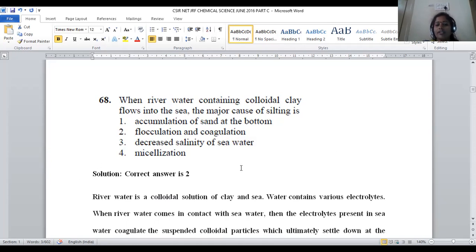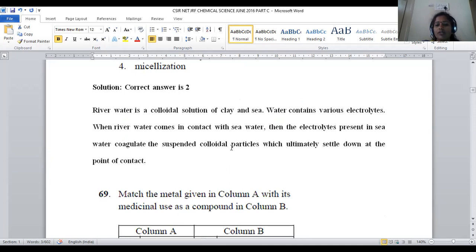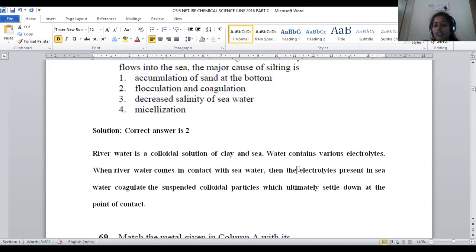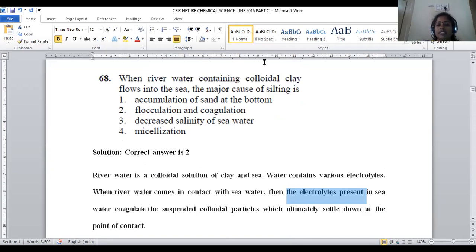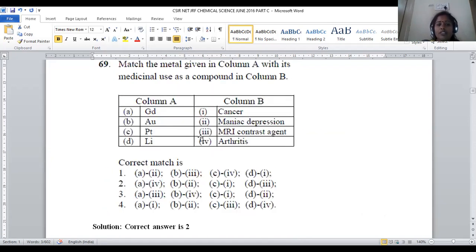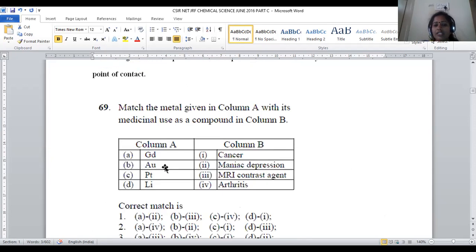So the process is said to be flocculation. This is also known as coagulation, right? That is purely because of electrolytes, nothing but salts present in the sea water. They coagulate this river water containing colloidal particles. So for question number 68, option number 2 is the correct answer. Let us move on to question number 69.